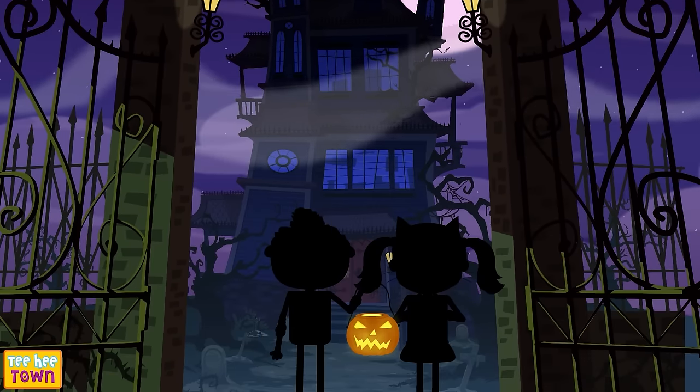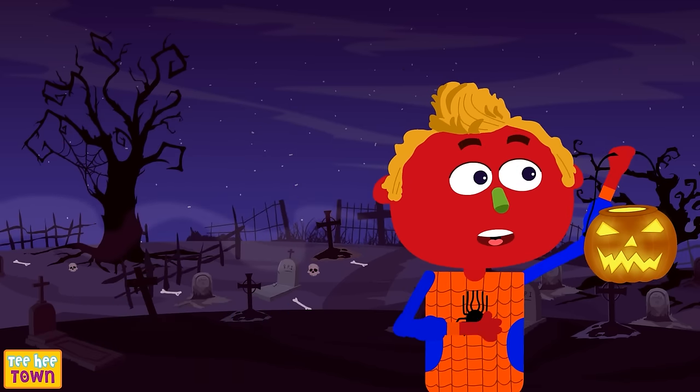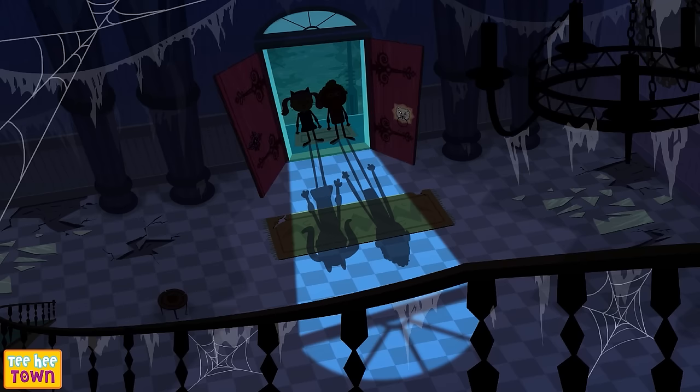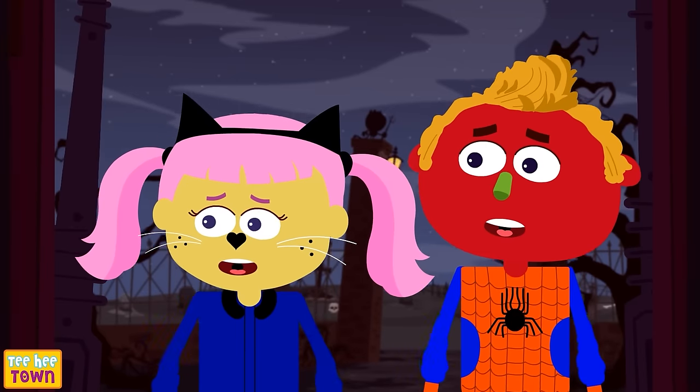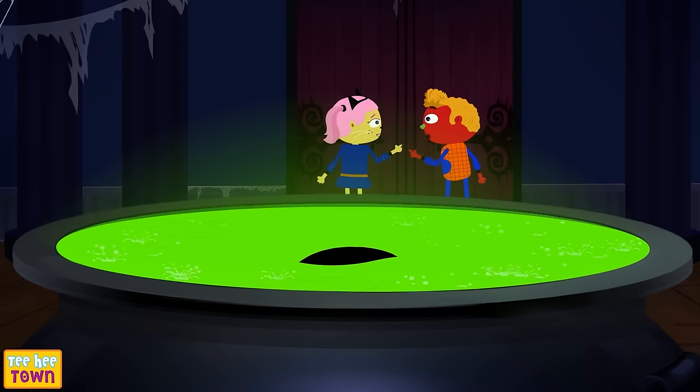This is it! We are here! The best place to visit on Halloween! Minnie, I'm not sure we should go in. Who was that? You? No, I thought it was you!